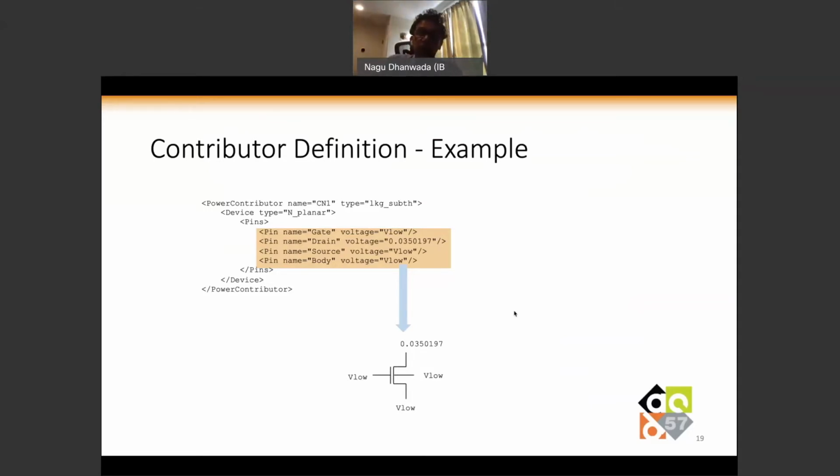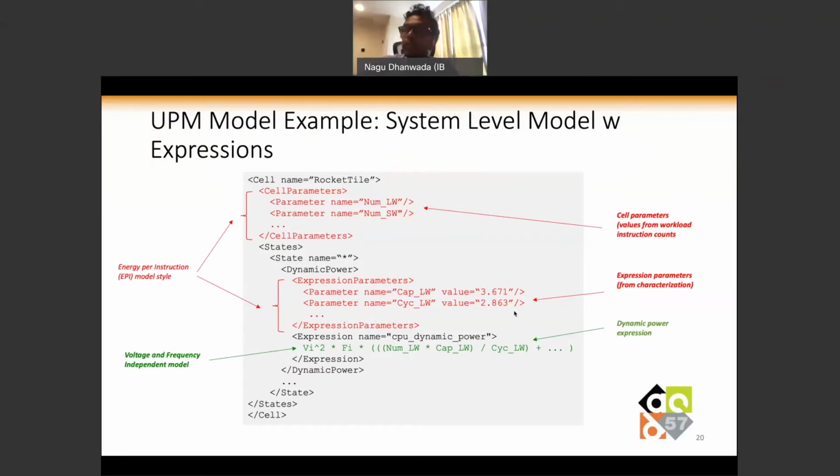So now I show a quick snippet of a more complete UPM model. There's a system level model with expressions. Jerry will touch on this in our RISC-V rocket examples more, but what you see here is a bunch of cell parameters which come from the workload, and there are some expression parameters which come from characterization, and then the dynamic power expression itself is actually shown in the model here.